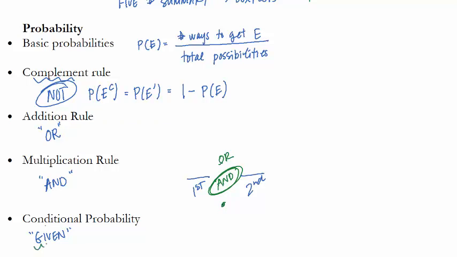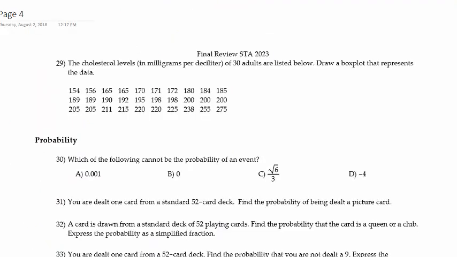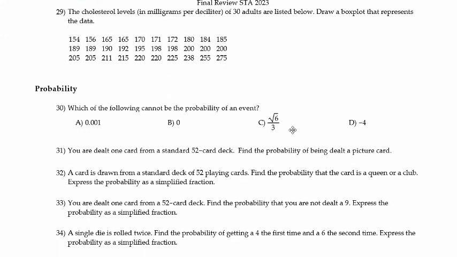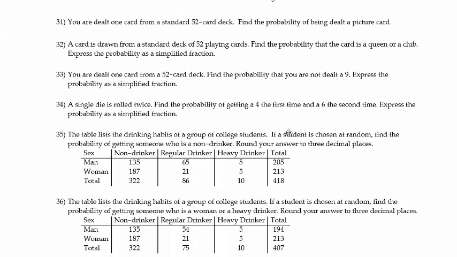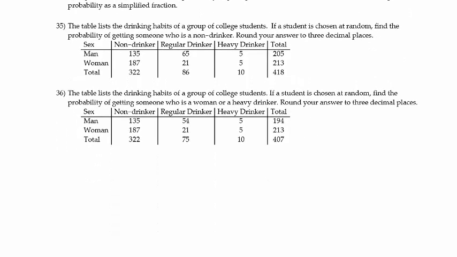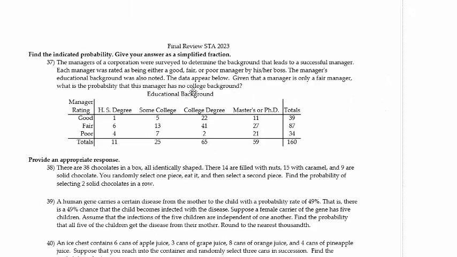The other one that trips people up is these given probability statements, like what it means to have a conditional probability. The condition affects the probability. So the condition restricts the number of possibilities. Let me show you some examples here from the final review. Here's the probability section, page 4. Page 5, let's see, given.